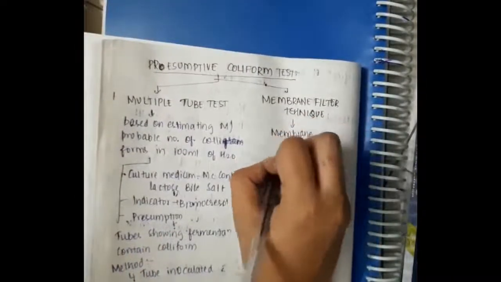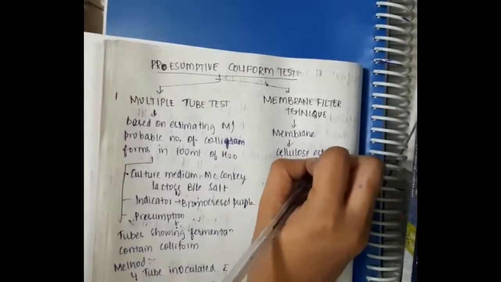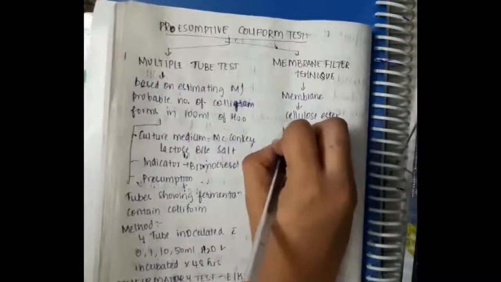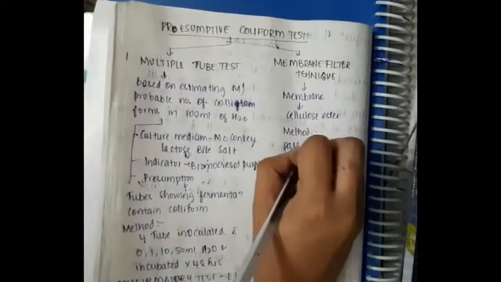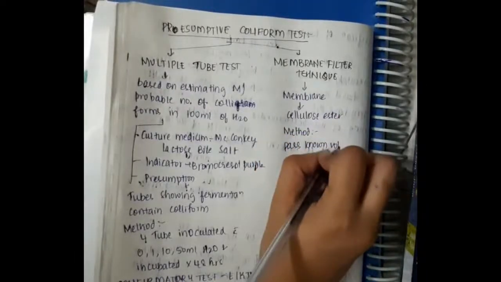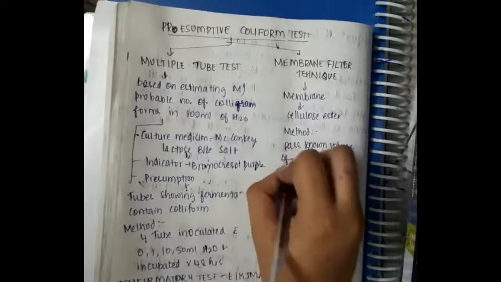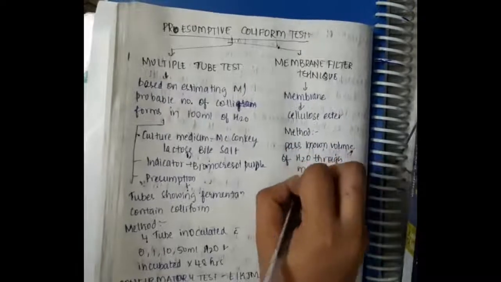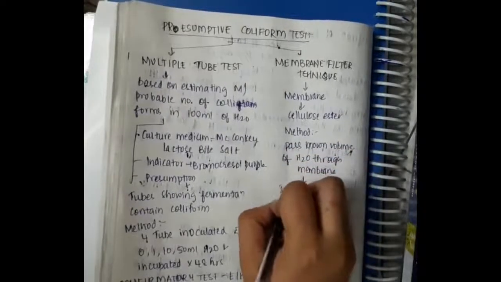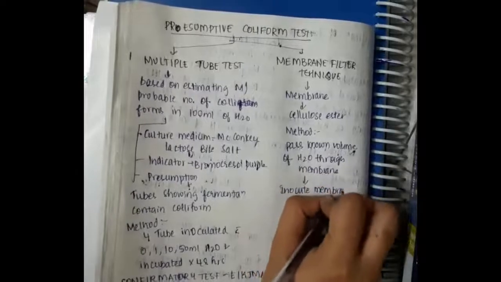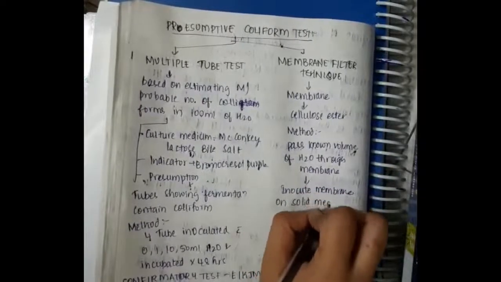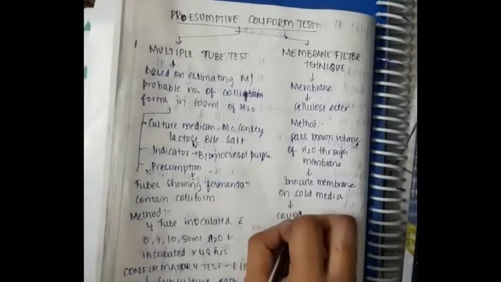Then we have the second technique, called the membrane filter technique. In the membrane filter technique, we use cellulose ester as the membrane. We pass volumes of water through the membrane and then place this membrane on solid media, and we count the colonies after 20 hours. This is the membrane filter technique.